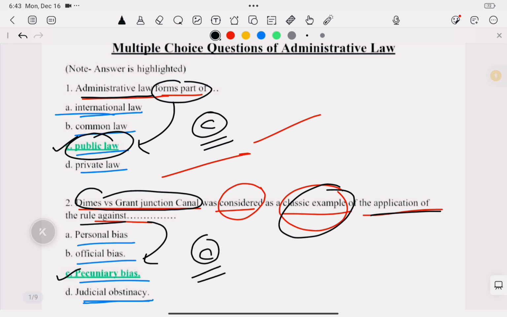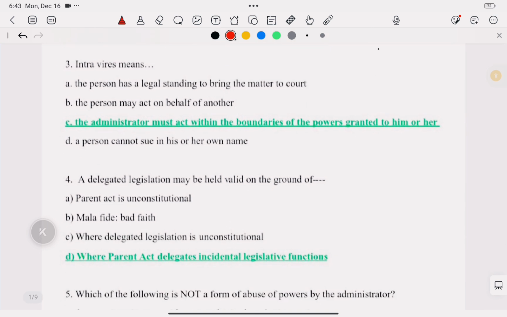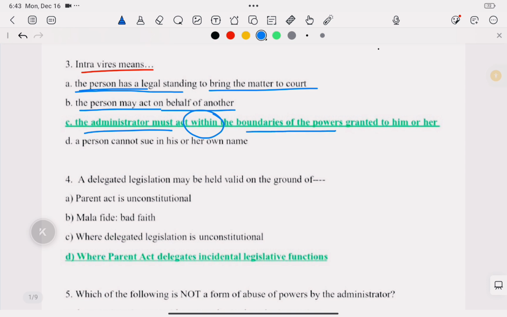Okay, so now moving to the next question. Intra vires means which of the following? Let's see the options. Option A, the person has a legal standing to bring the matter to the court; option B, the person may act on behalf of another; option C, the administrator must act within the boundaries of the power granted to him or her; and option D, a person cannot sue in his or her own name. So in this case the correct option would be option C.